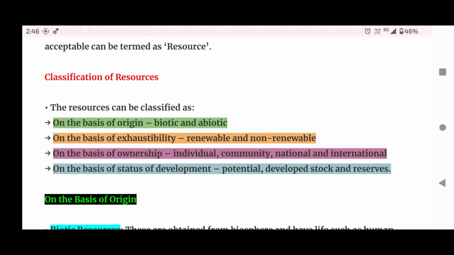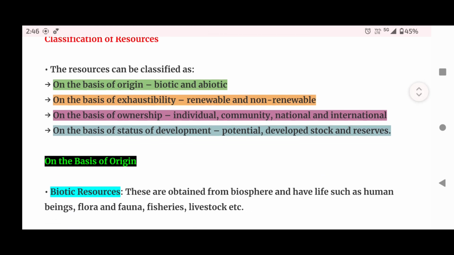If we classify the resources, they can be classified on the basis of origin, biotic and abiotic; on the basis of exhaustibility, renewable and non-renewable; on the basis of ownership, individual, community, national and international; on the basis of status of development, potential, developed, stock and reserves.